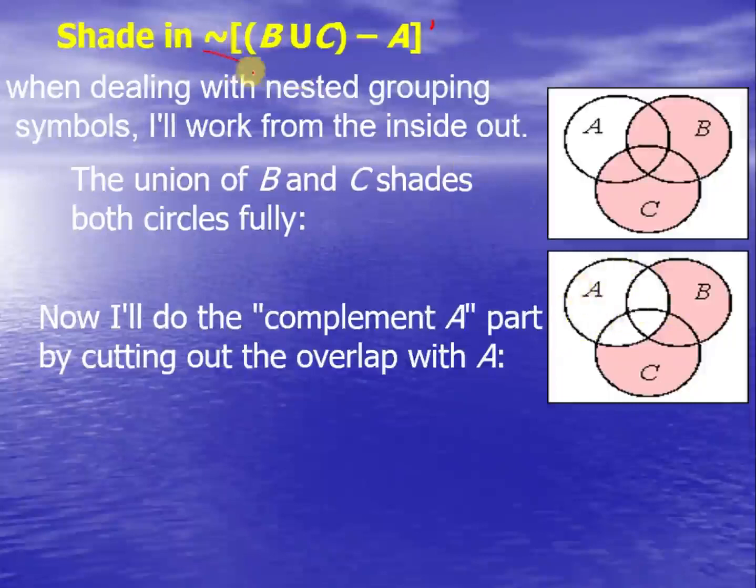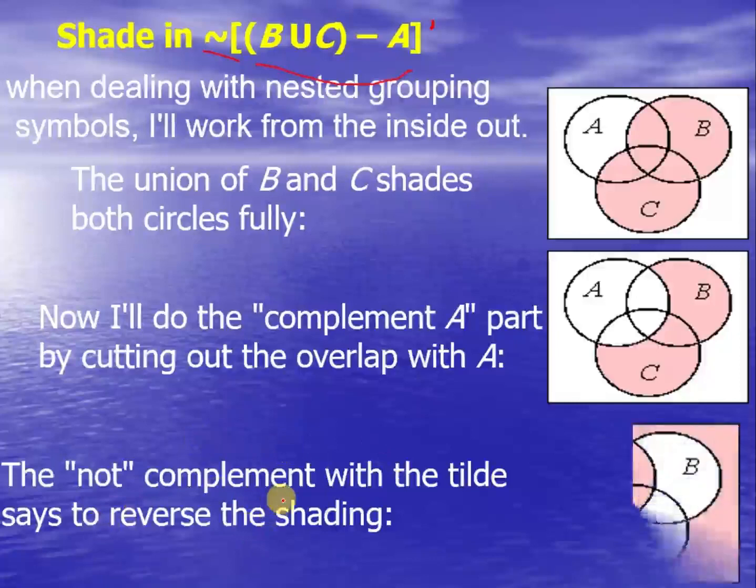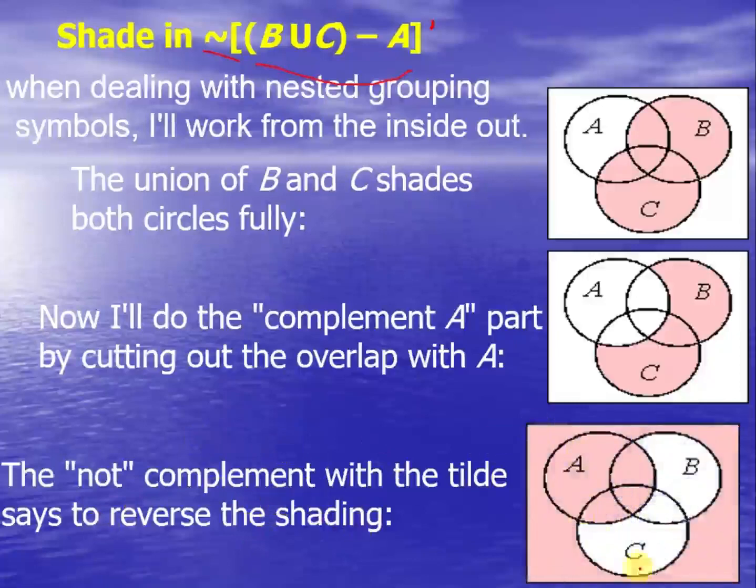So I've dealt with the inside. Now, what are the rest that are not part? You can see that all the other region that is not shaded is not included in B and C. So that's the region we are looking for. So we shade the opposite of it. So the not complement with the filled says to reverse the shading. So I'm now going to shade the whole of that place. Okay, so the first one we look at is what?